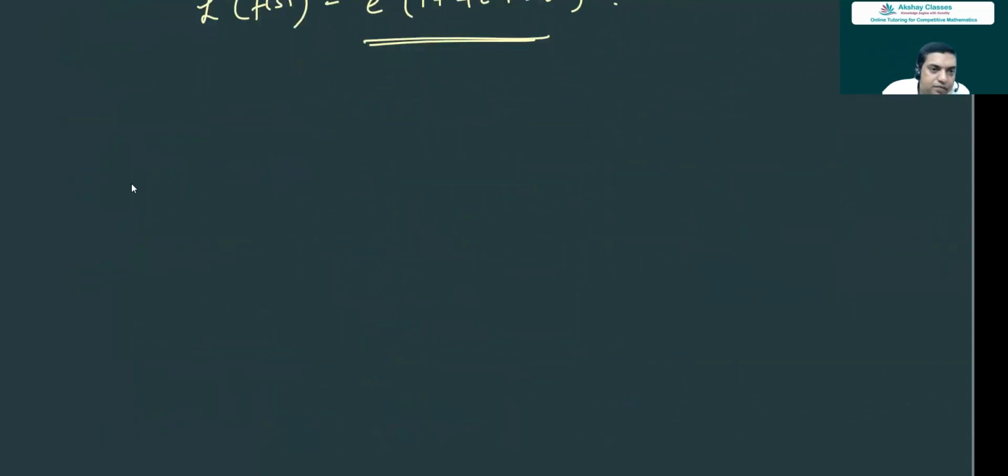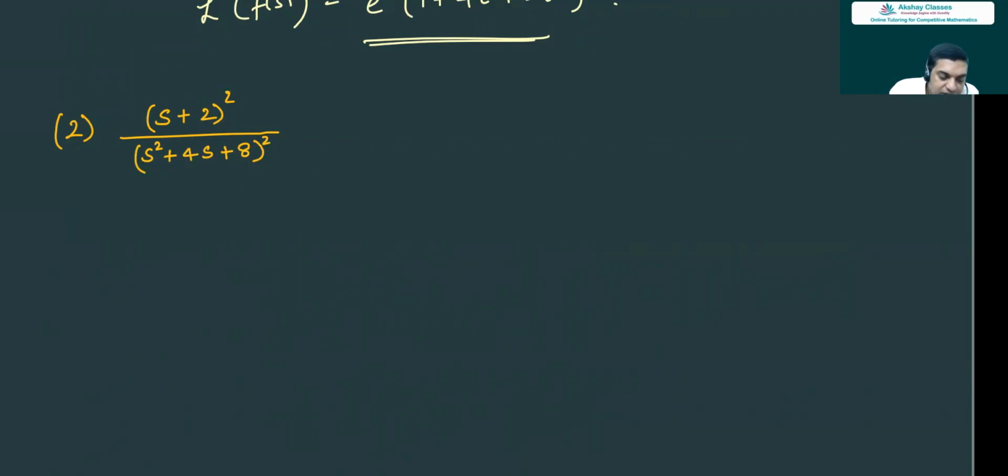Second, s plus 2 the whole square by s square plus 4s plus 8 the whole square. So how to do this problem? Now we can use standard techniques, or so let us see this.